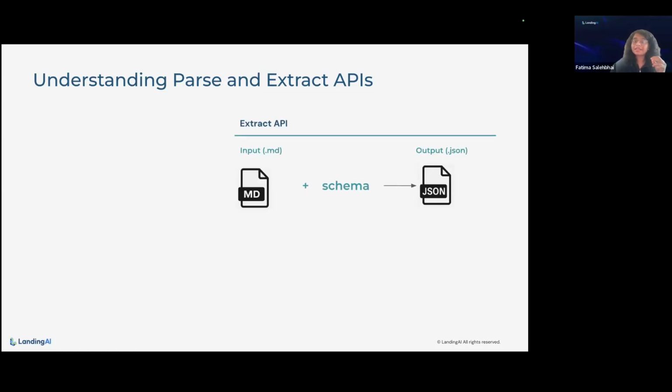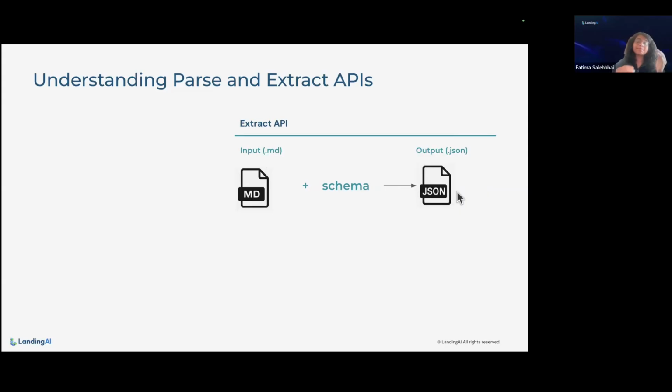And then we have the extract API. This extract API can take the markdown that parse outputs. It can actually take any other markdown too, if you have processed it through your other systems. And it takes a schema. The schema is what you want to extract, the structured fields that you want to extract. It outputs a response in JSON format, where you have the keys that you are looking for, the schema, and the values that were found from the input document.